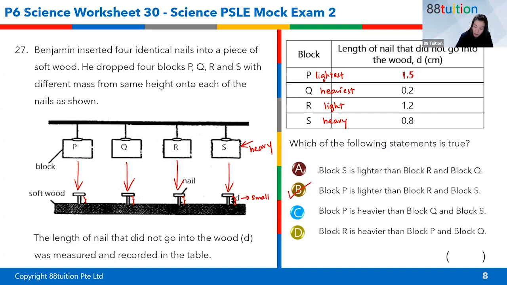Block P is lighter than R and S. In fact, block P is the lightest. S cannot be lighter than R. P is heaviest? No, P is the lightest already, so it cannot be heavier. R is heavier than block P. And block Q? No, block Q is the heaviest. You understand now? So we can derive the answer this way. All right, so let's go on. One more.